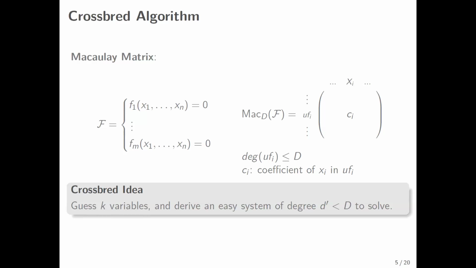The idea of crossbred is to choose a parameter k, and try to eliminate all the monomials in the system that have a degree larger than some d prime. Then, when we guess the rest of the variables in the system, we would have a system in k variables with degree d prime that is hopefully easier to solve. And in some intriguing cases, guessing a sufficient number of variables would lead to a polynomial system that consists only of linear equations, and then it's trivial to solve.